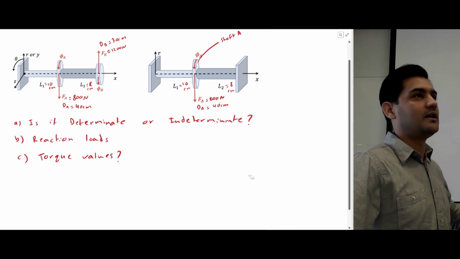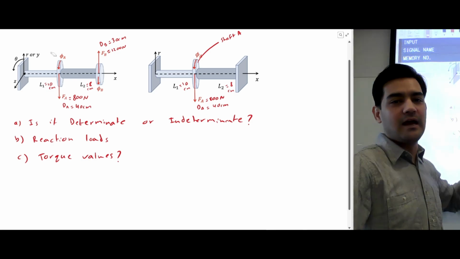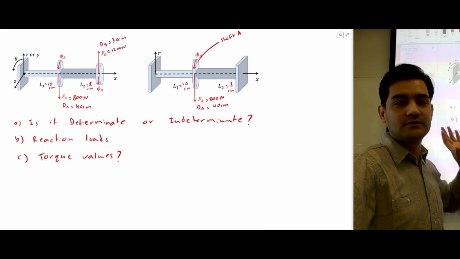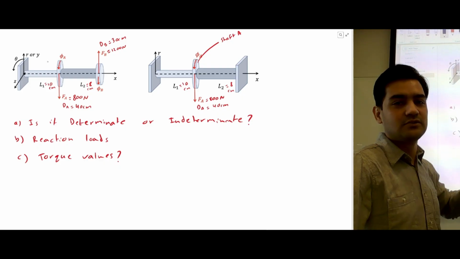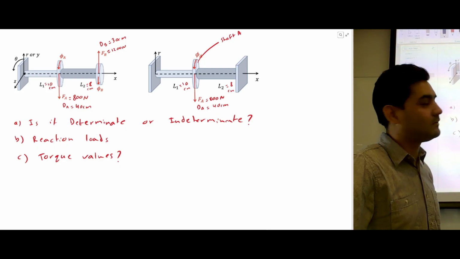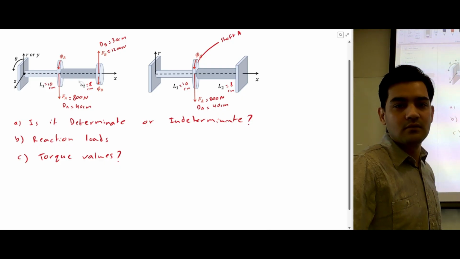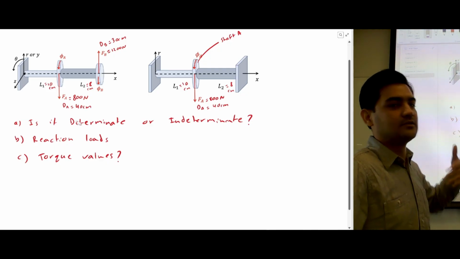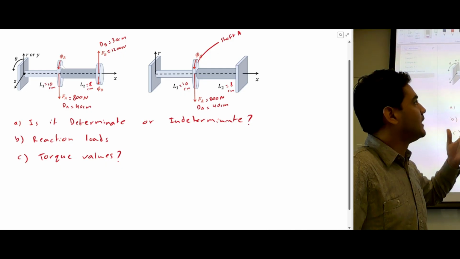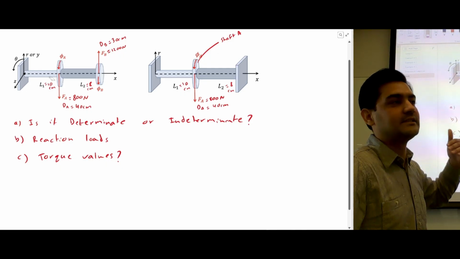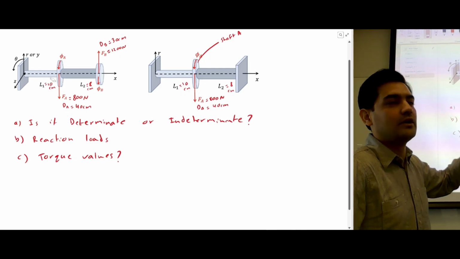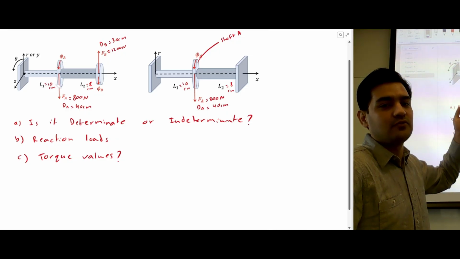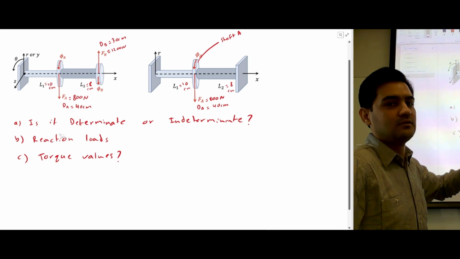Basically, you have to calculate the reactions. So we have two cylinders with shafts. This is the first one, and this is the second one. There are three questions. The first question is you have to figure out if this is a determinate system or an indeterminate system. That's the first part, and then you have to calculate the reaction loads.